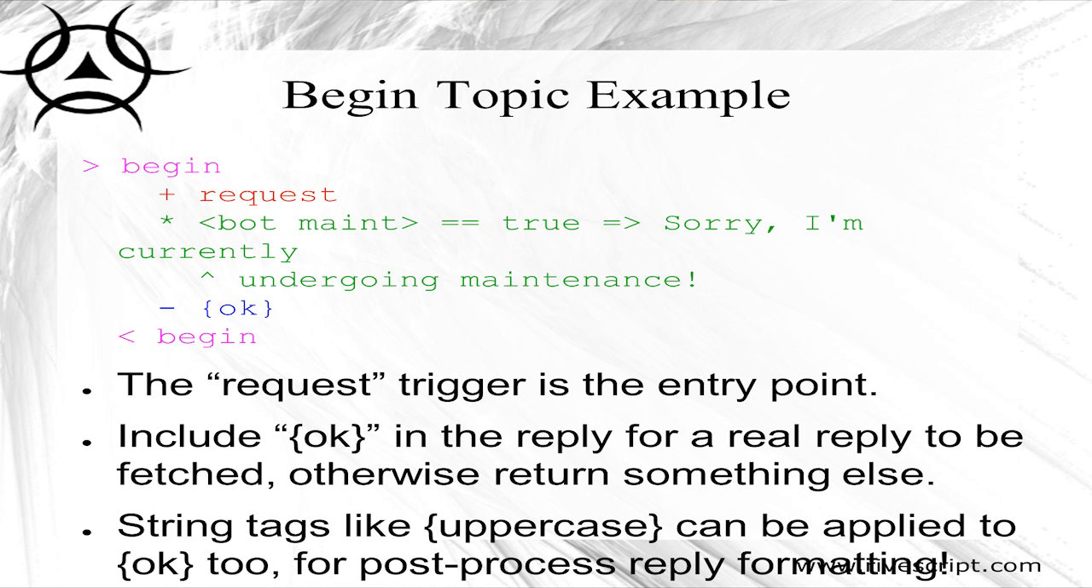So in this example here, you can have a bot variable for maintenance. If bot maint equals true, "Sorry, I'm currently undergoing maintenance." Otherwise, it gets a response.